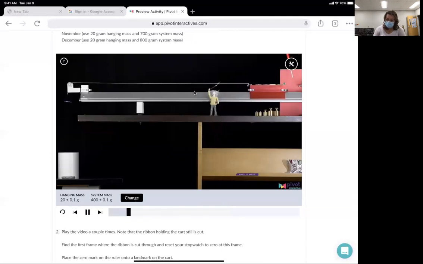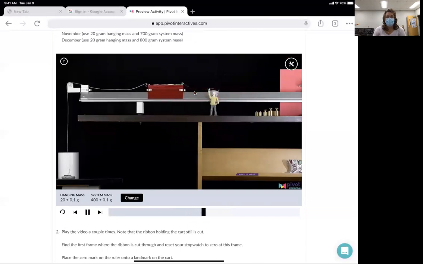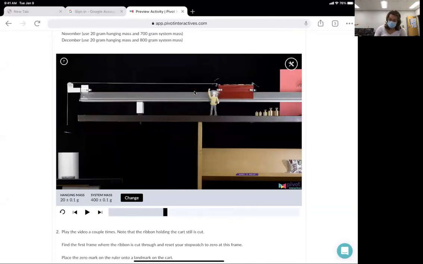Someone just cut the string and the cart is now accelerating. You can see the hanging mass is descending, and eventually the hanging mass is going to hit the clay, and the cart is still going to the left, but the tension is no longer there. So the force is gone. Okay, so there are two parts of this problem.